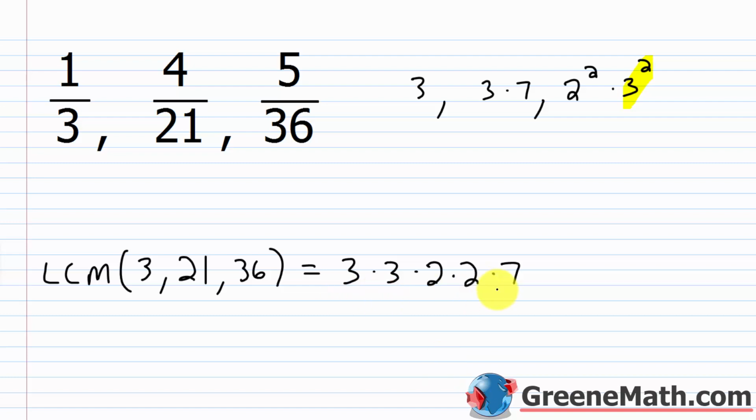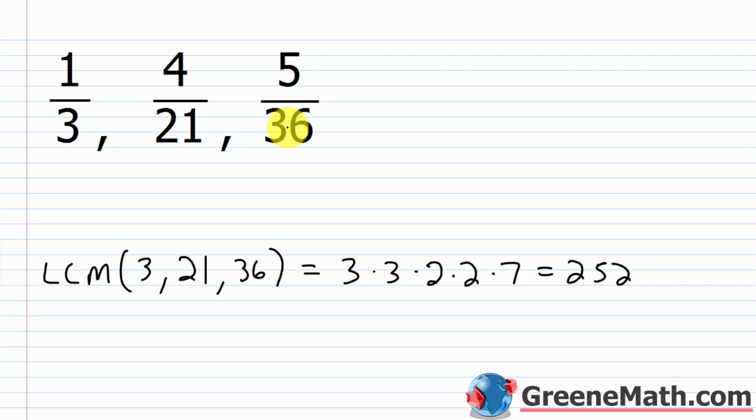So now I just multiply the numbers on the list, and what would that give me? So 3 times 3 is 9, 9 times 2 is 18, 18 times 2 is 36, 36 times 7 is 252. So my LCM for the numbers 3, 21, and 36 is 252. So this is the smallest multiple for the group of numbers, right? So the smallest multiple that is a common multiple for 3, 21, and 36.